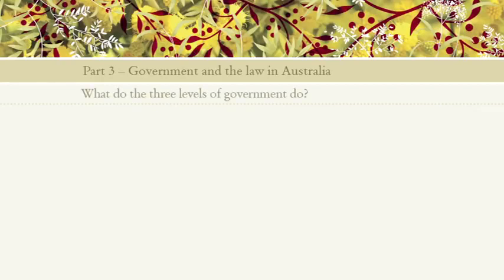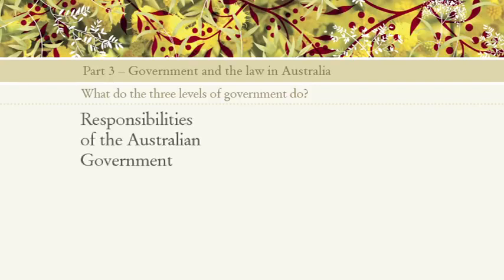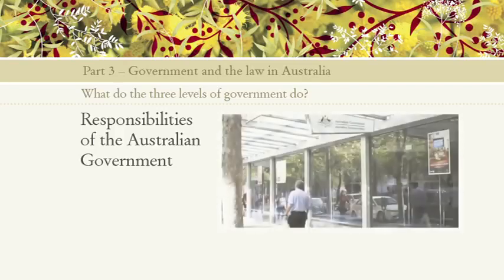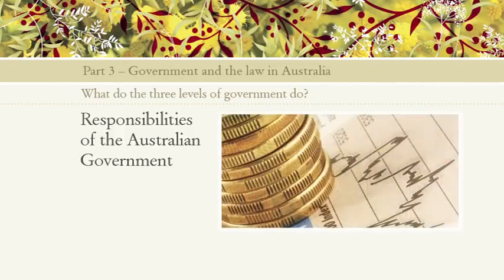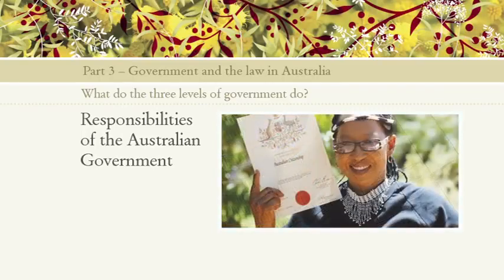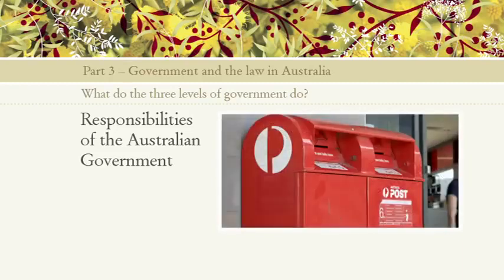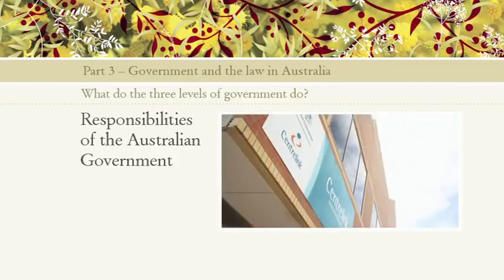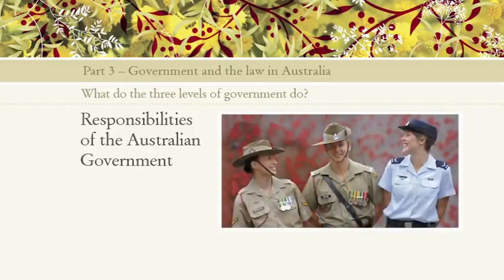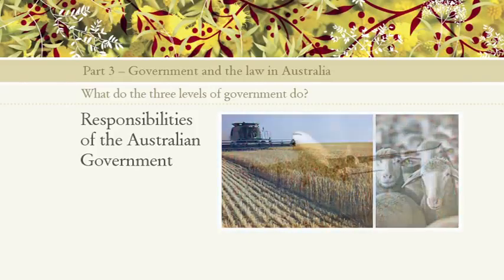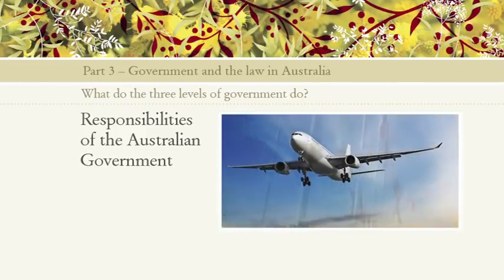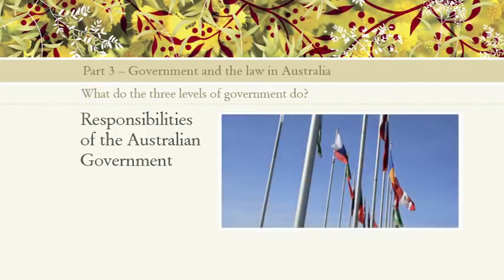What do the three levels of government do? Responsibilities of the Australian Government. Taxation. National economic management. Immigration and citizenship. Employment. Postal services and the communications network. Social security. Pensions and family support. Defence. Trade. Airports and air safety. And foreign affairs. Relations with other countries.